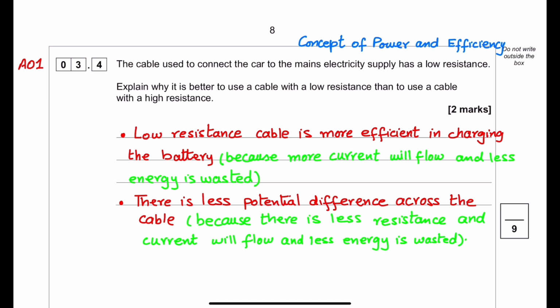There is less potential difference across the cable, meaning there is less resistance and the battery doesn't waste its energy through the cable, because with less resistance the current will flow and less energy is wasted through the wire.